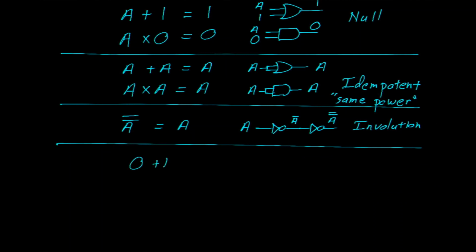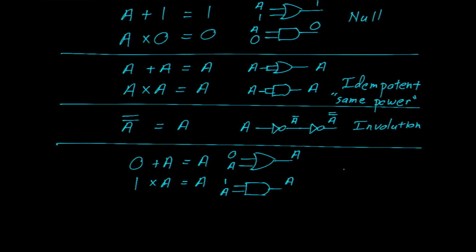0 or A is equal to A. 1 and A is equal to A. Here's the OR gate. We have inputs 0 and A. So 0 will never be active, which means that the output will just be A. And here we have an AND gate with inputs 1 and A. Since 1 is always active, all we have to do is look at what A is doing. This is called identity.